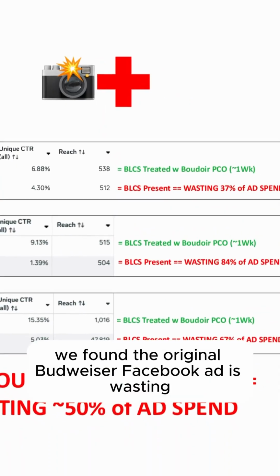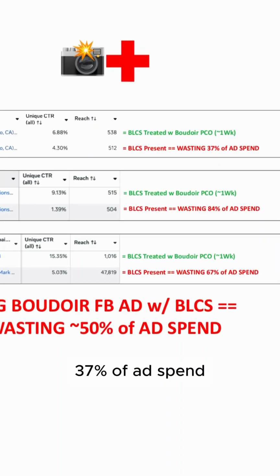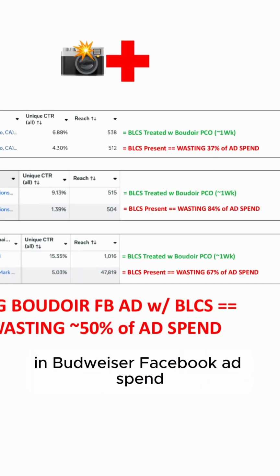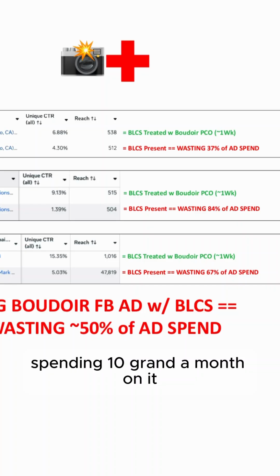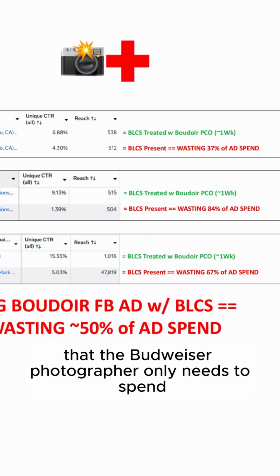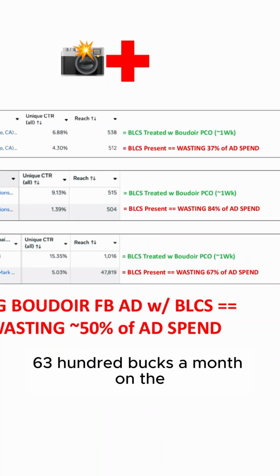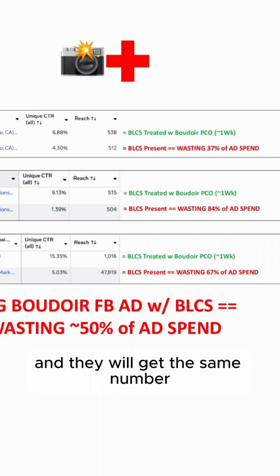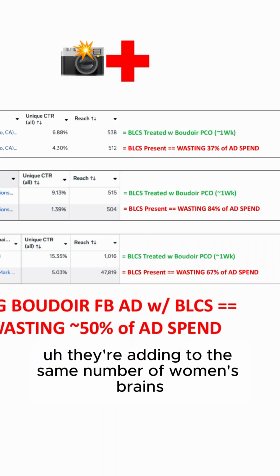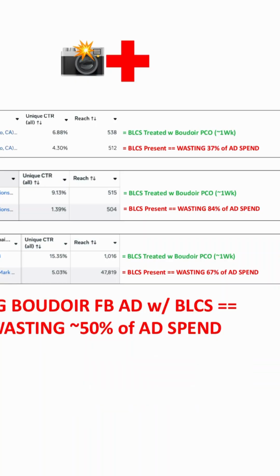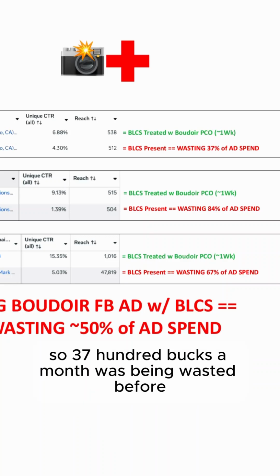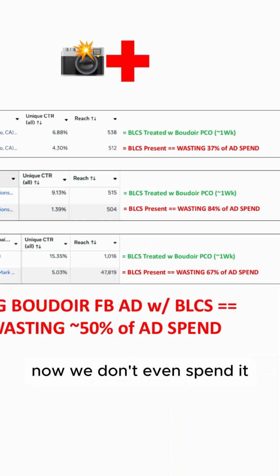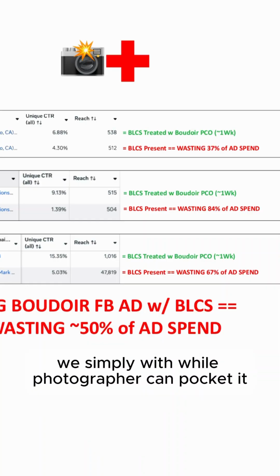So we found the original Boudoir Facebook ad is wasting 37% of ad spend, which means if the original was spending 10 grand a month in Boudoir Facebook ad spend, now the Boudoir photographer only needs to spend $6,300 a month on the Boudoir Pico treated ad, and they will get the same number. They're adding to the same number of women's brains each month. So $3,700 a month was being wasted before. Now we don't even spend it. The Boudoir photographer can simply pocket it.